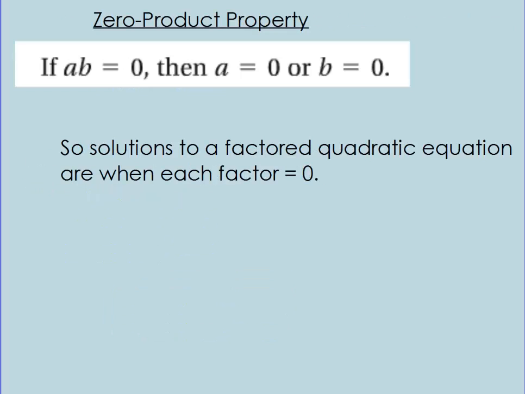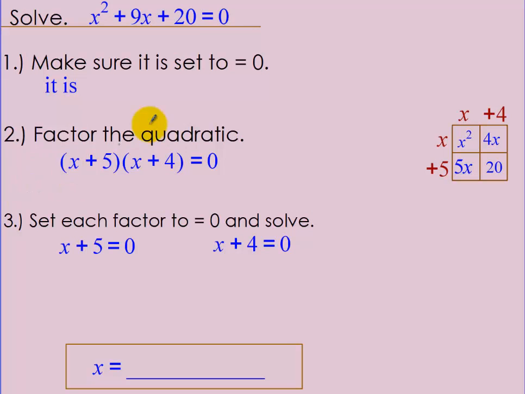Well, we have this thing called the zero product property, and that says if you multiply two things, a and b, and they equal 0, then either a equals 0 or b equals 0. So what we do is we say that each factor, we have to solve it for 0, and those are our two solutions. So whatever value for x will make that factor 0, that is one of the solutions. So let's show you how this works.